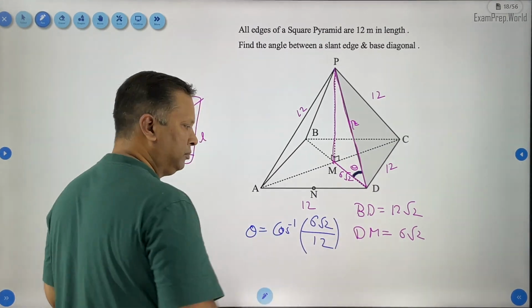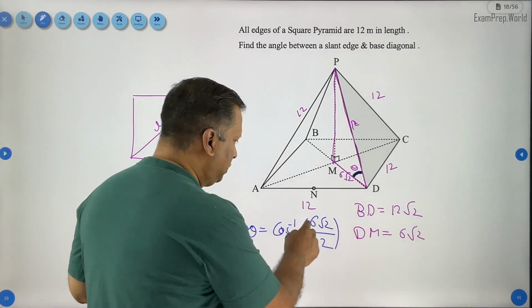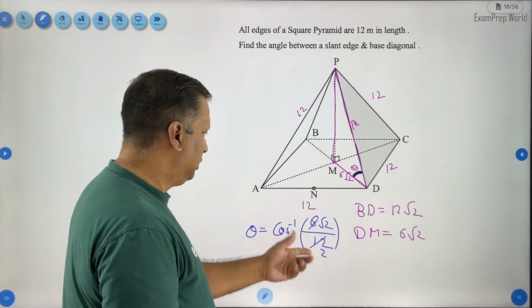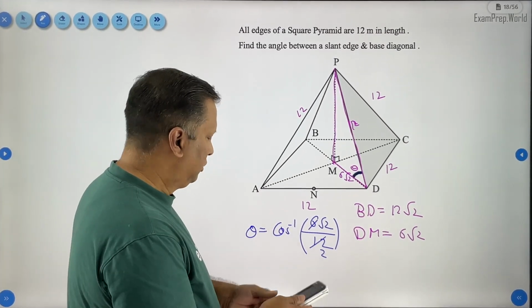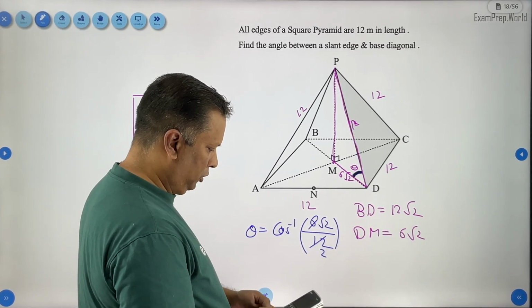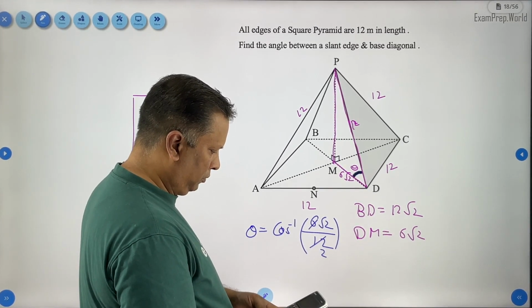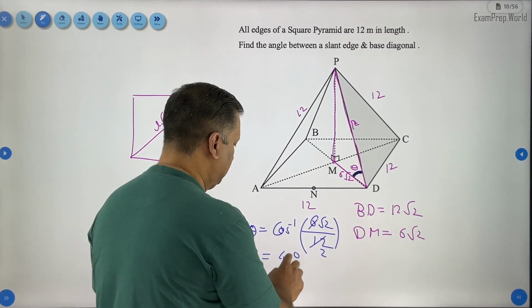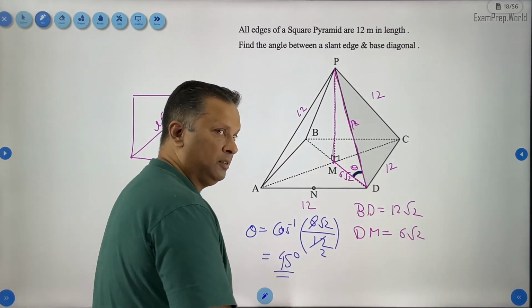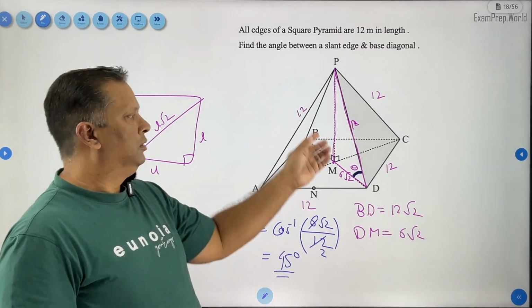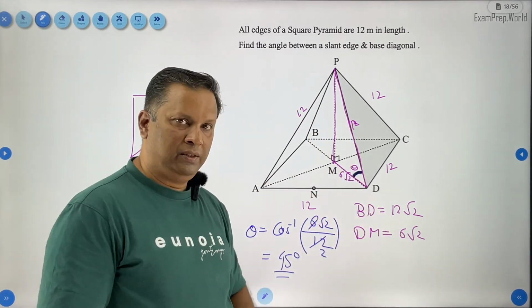Is that right? So you can solve this one. It is cos inverse of 1 by root 2, which is 45 degrees. So the angle which they wanted is 45 degrees. So this theta is 45 degrees.